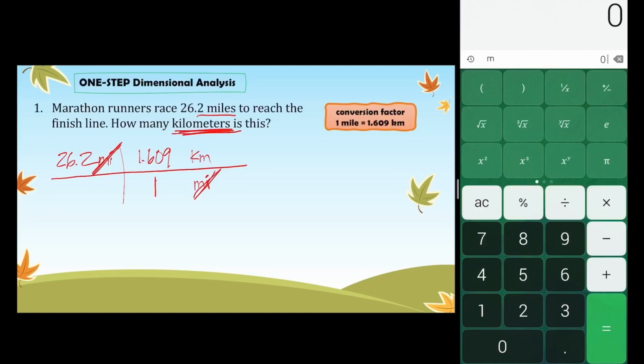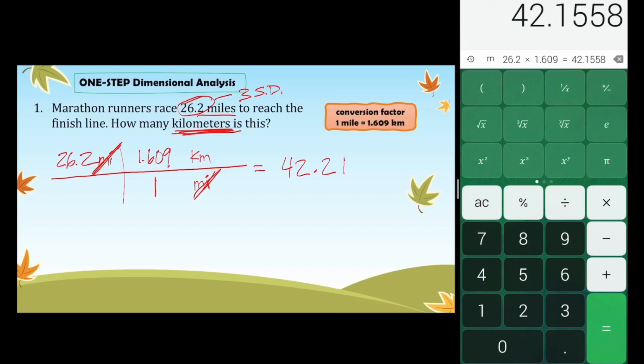Now, we're going to go ahead and multiply 26.2 times 1.609. And that gives us 42.1558. Instead of writing that entire value down, we're going to limit ourselves to significant digits based on the value given to us in the problem. So we're given 26.2 miles. So that means that we have 3 significant digits that we want to record in our final answer. So we're going to round the calculator answer to 42.2. Remember, the 1 rounds up to a 2 because of the 5 that follows it.